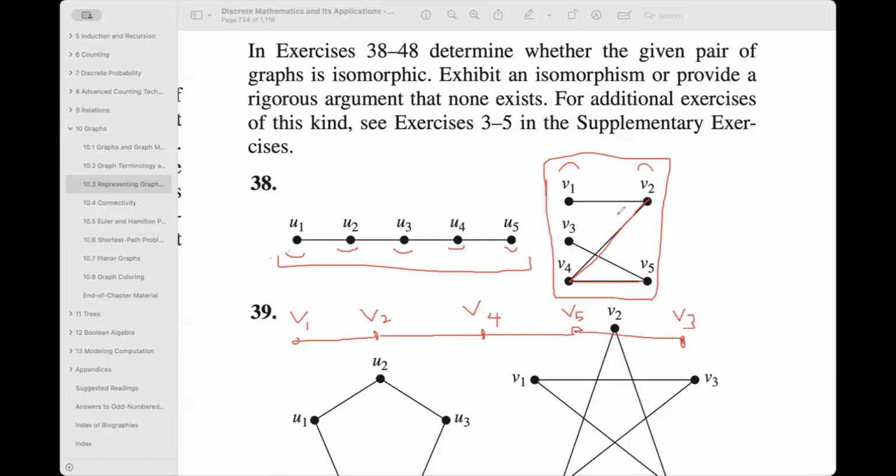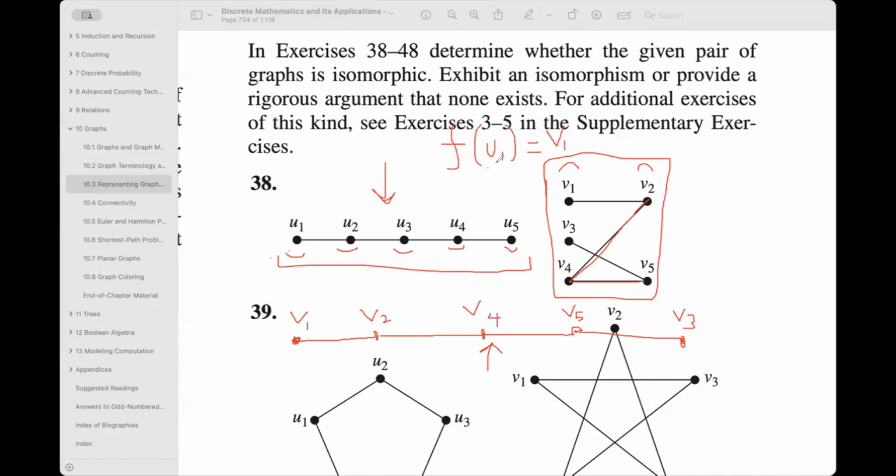One thing to look for, since we're trying to create a bijection, is we want to make sure that the number of edges and the number of vertices is equal in both graphs. So there are 5 vertices here and 5 edges here. There are also 5 vertices here and 5 edges here. So one thing I can start with is, since V1 starts my graph here, I can say that when I put U1 into my function, it should give me V1.